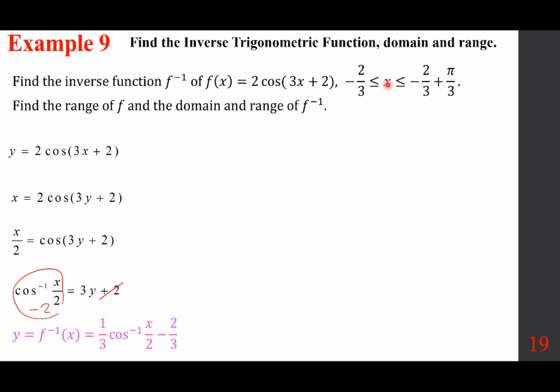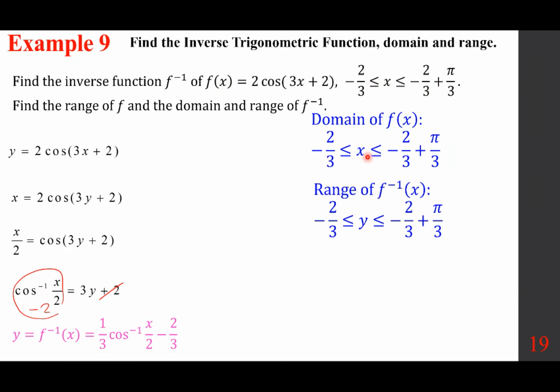Domain is given for the f, which is the range for f inverse. So if x is between negative 2/3 and negative 2/3 plus pi/3, the reason they kept it like that is precise. Remember, pi is about 3.14159. And so what is the range for f inverse? The same thing, except you change it to y, okay? So we're done with that.